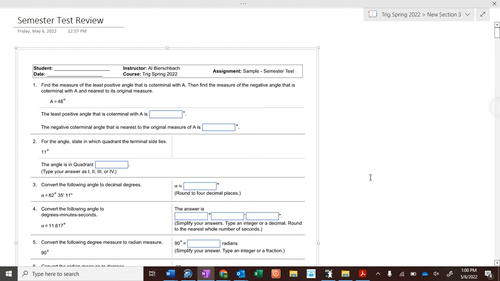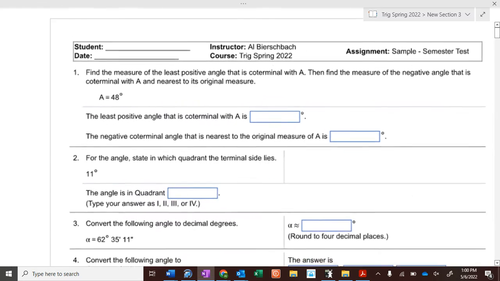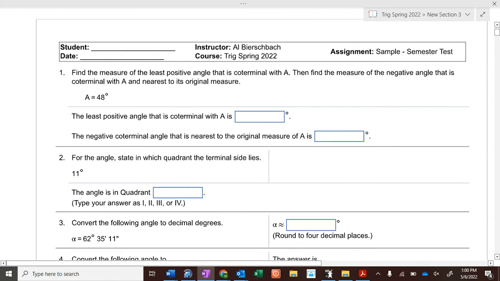All right. So, first thing we learned this year was coterminal angles. Remember that? Way back when? January? Okay. How far are coterminal angles apart in degrees? 360 degrees apart. So if you add 360 to that, you get 408.